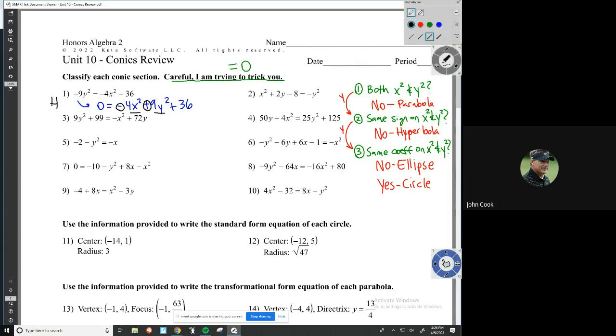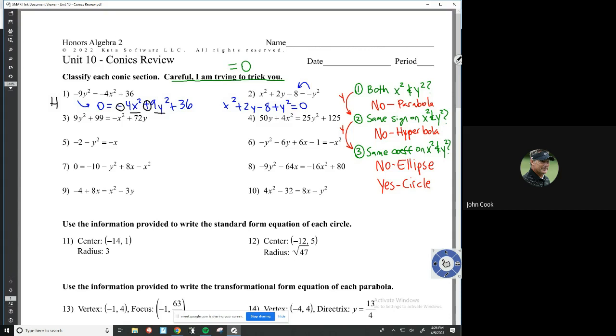Okay, moving on to question number 2. So question number 2, I put it into general form. Looks like the easiest way to do that is to move that y squared on the other side. So I've got x squared plus 2y minus 8 plus y squared equals 0. All right, so got it in general form. Now I ask the questions.